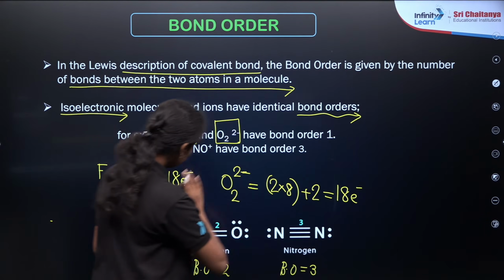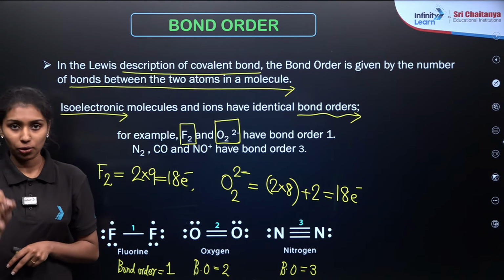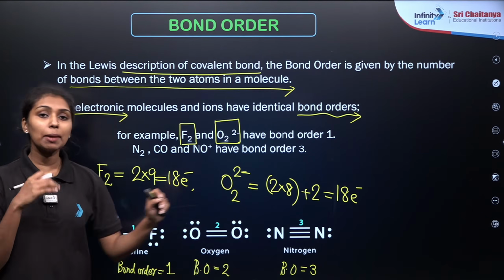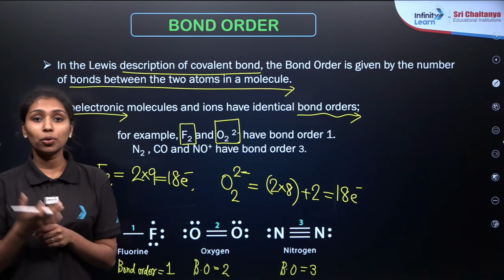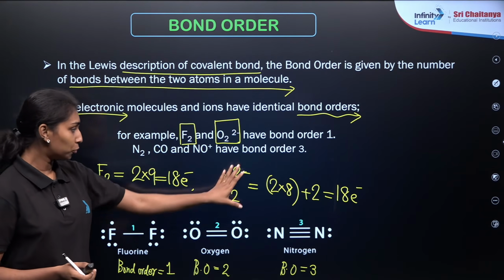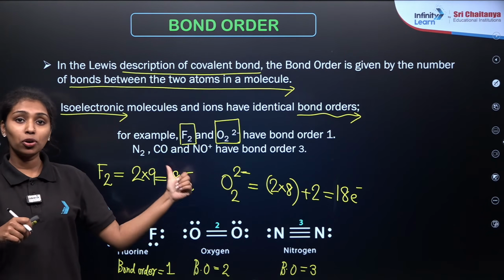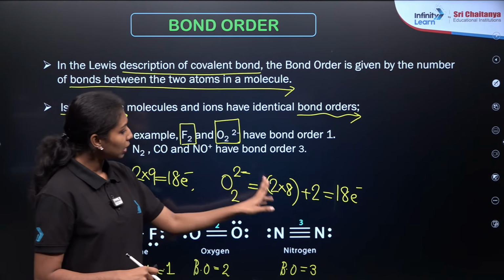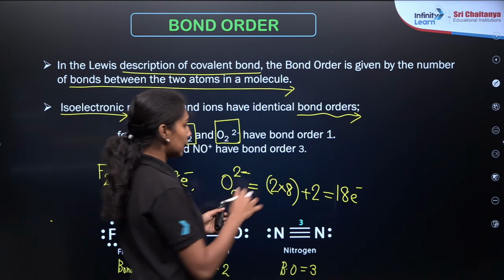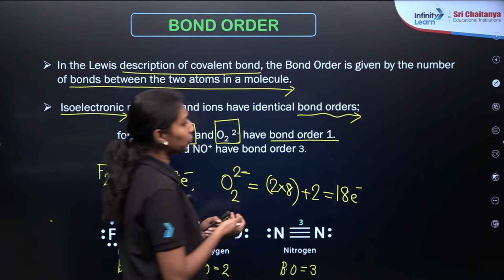Which means that these two molecules are isoelectronic. Isoelectronic means they have the same number of electrons, here 18 electrons. So if you want to find out the bond order of O2 2 minus, it will be similar to the bond order of the F2 molecule. For the F2 molecule, bond order is 1, so for O2 2 minus also the bond order is 1. Is the point clear to everyone?